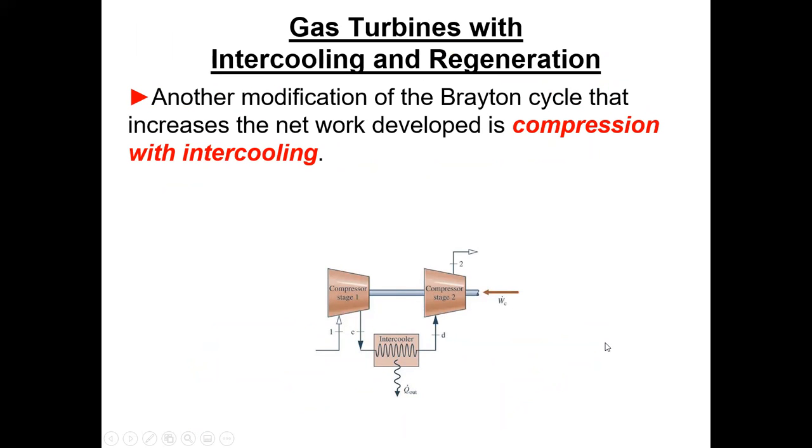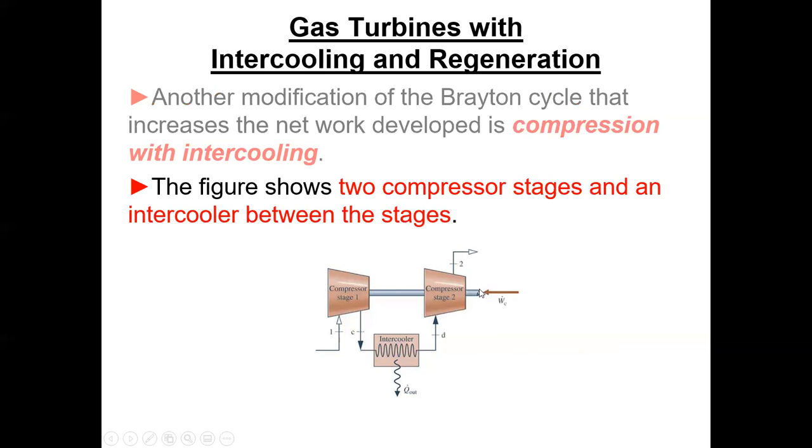Okay, another issue that we can get into is compression with intercooling. What we're going to do is break the compression process down into stages, where we do a partial compression, then cool it down, and then do the final compression. And it's just an economic decision, you can have more than one stage. You're adding intercoolers and compressor stages as you go up.